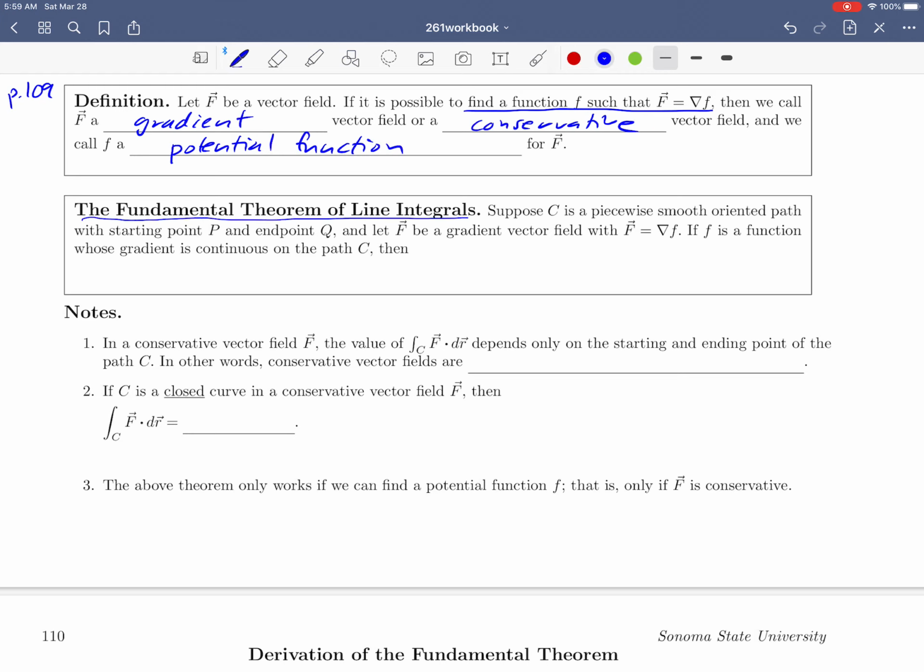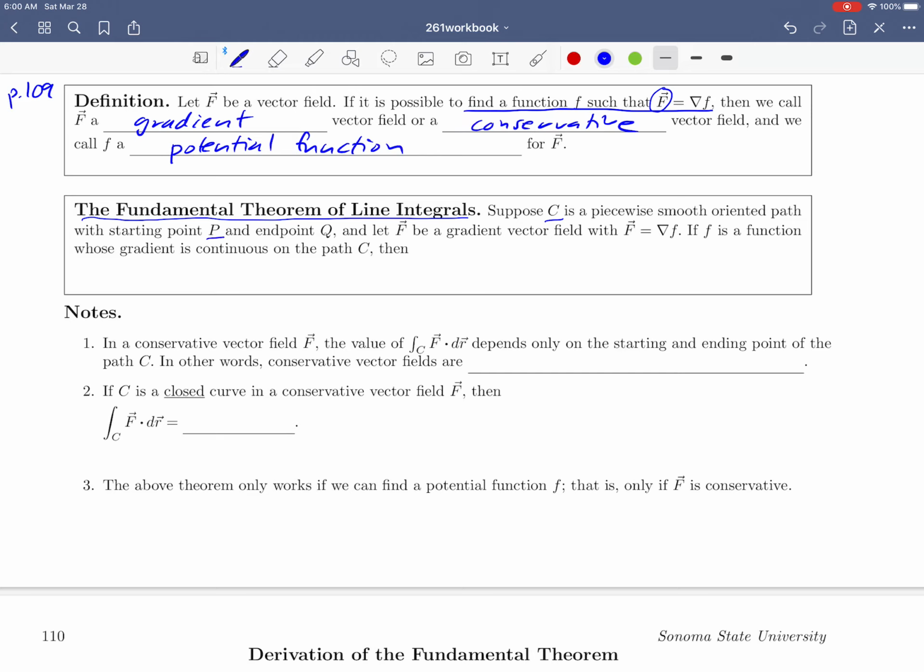Okay, and what this leads to, and this also relates back to the preliminary example we did a minute ago, is something called the fundamental theorem of line integrals. So suppose that we're in this situation of having a vector field capital F where we can find a scalar function whose gradient is equal to it. Then we have something that's called the fundamental theorem of line integrals.